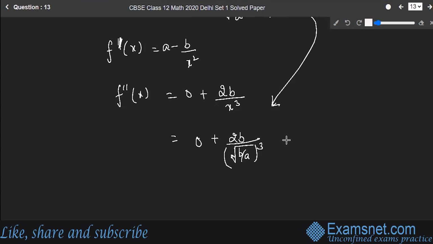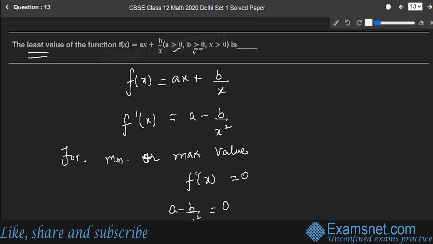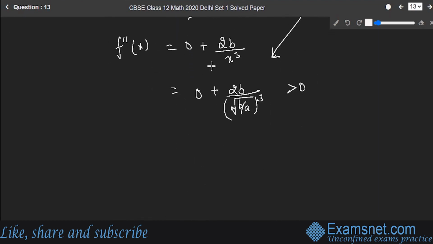Now, this is definitely going to be greater than 0 because a and b, it's told in the question, are greater than 0. So definitely this value will also be greater than 0. If this is greater than 0, therefore f(x) is minimum at x = √(b/a).